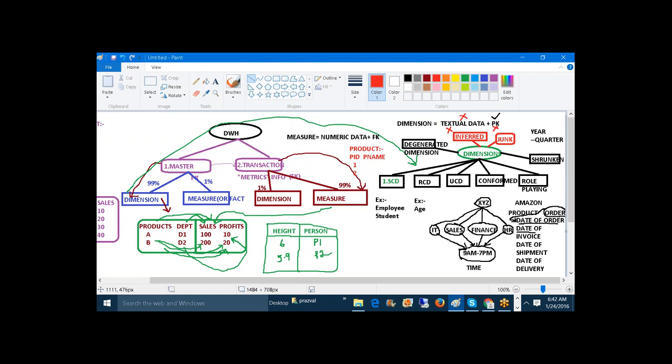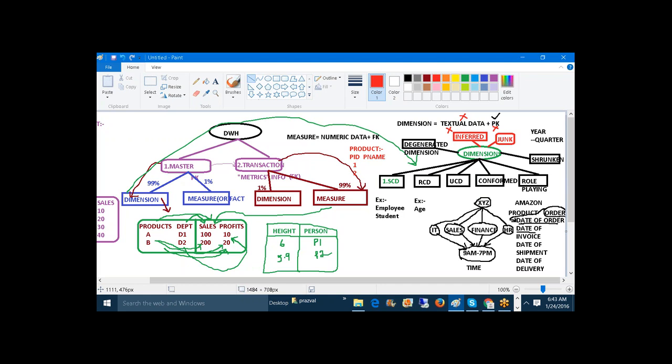So the different types of dimensions are, let me recap again. The first type of dimension is known as SCD. SCD stands for slowly changing dimension. If the data in the dimension is changing over a period of time, then such a kind of dimension is known as SCD. Next, number 2, RCD. If the data in the dimension is changing rapidly, let's say each and every minute, then such a kind of dimension is known as rapidly changing dimension.